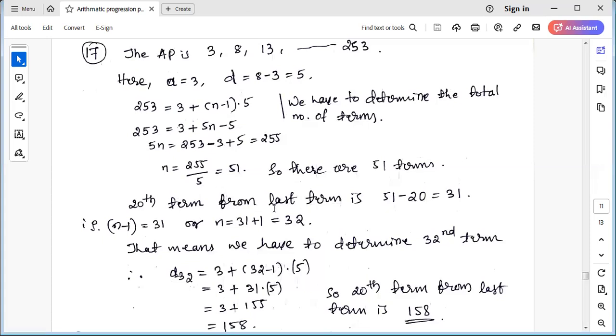So the 20th term from the last term is obtained like this. You have to subtract this 20 from the 51, so you will get 31. This 31 is actually the value of n minus 1. Therefore, n minus 1 is equal to 31, or n is equal to 31 plus 1, so n is equal to 32. That means we have to determine the 32nd term.